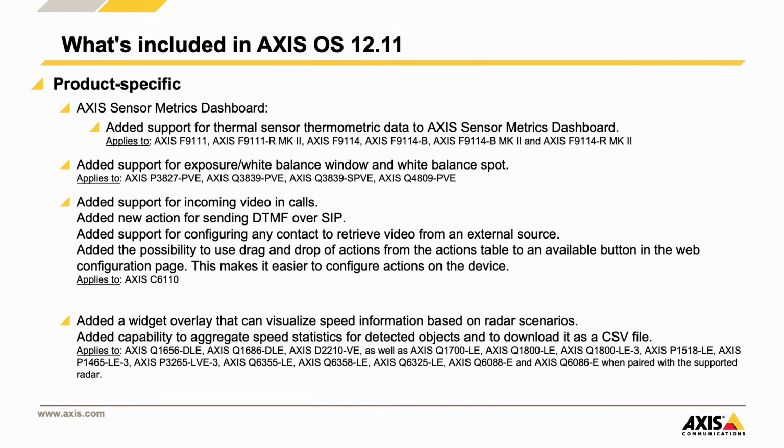Now for a few product-specific updates. First, we have expanded the Access Sensor Metrics dashboard to include thermal sensor thermometric data. This applies to the F9111 and F9114 series. We have also added support for exposure window, white balance window, and white balance spot for several of our panorama cameras. The Access 62110 paging console has received some significant updates.